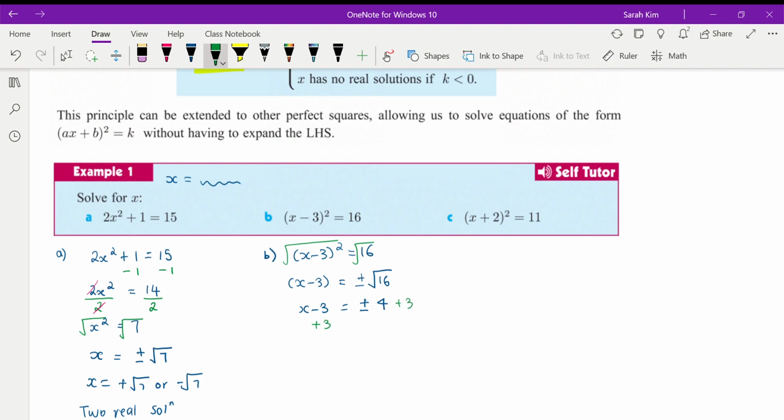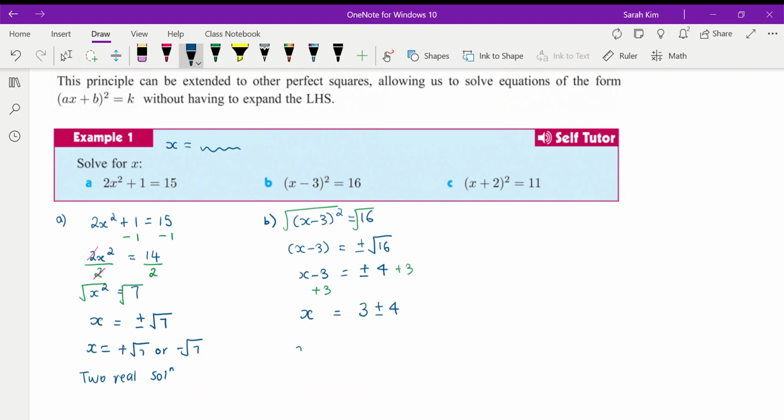Okay. Now, I wrote it at the back, but there's a nicer way to write this answer. I like to write 3 at the front and then write plus or minus 4. And we can just do the calculation and find the answer. So let's do 3 plus 4, which is 7. That's one of my answers.